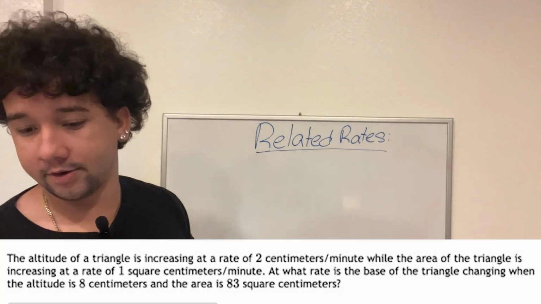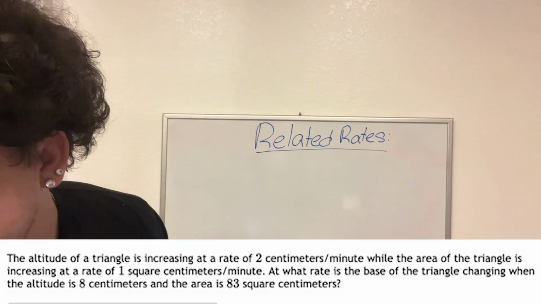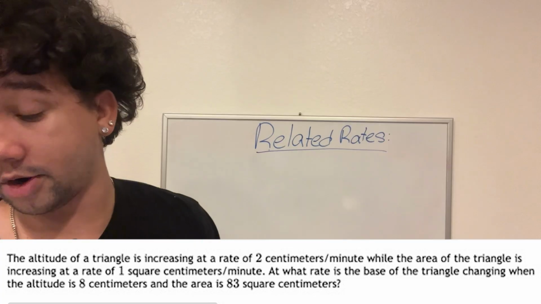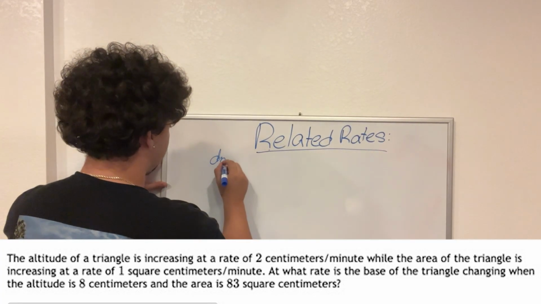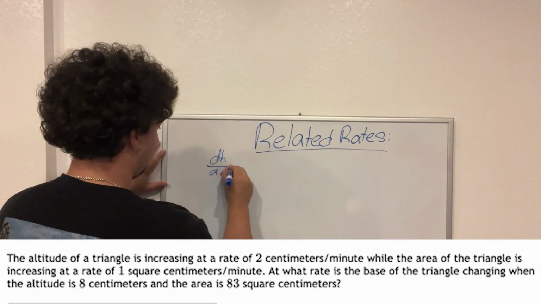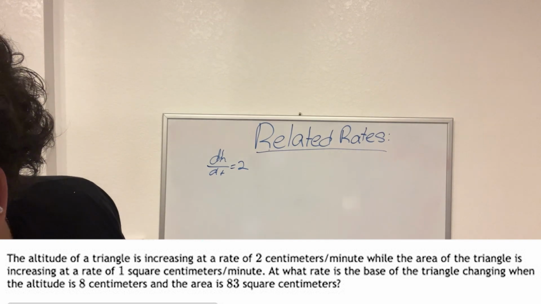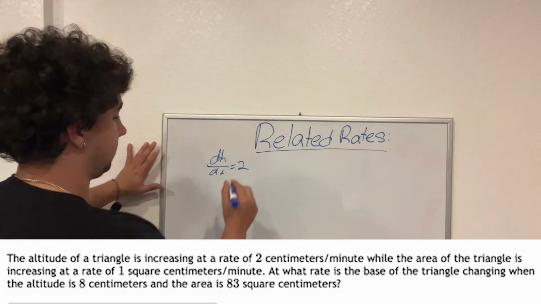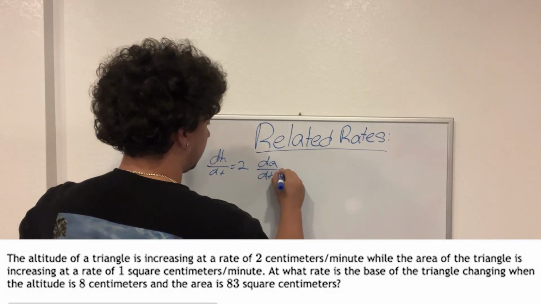All right, we're halfway through these. So now the next one: the altitude of a triangle is increasing at a rate of 2 centimeters per minute. So altitude is another word for height. So I got dh/dt is equal to 2, while the area of the triangle is increasing at a rate of 1 square centimeter per minute. So dA/dt in this case is equal to 1.